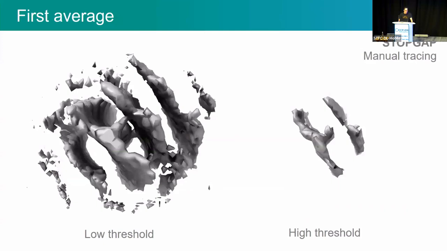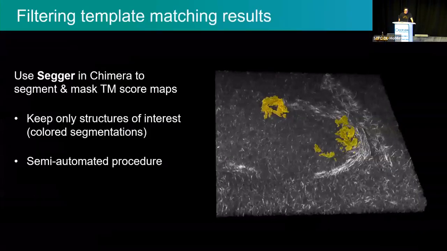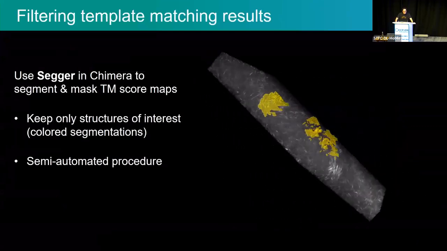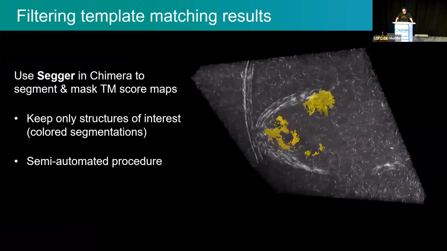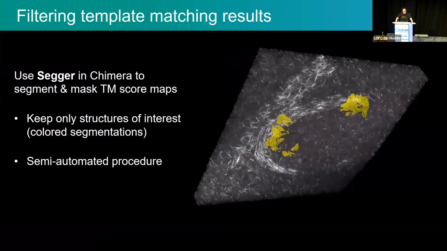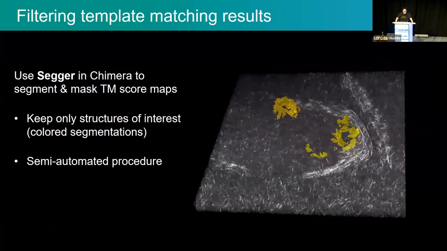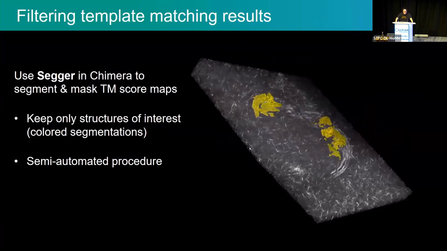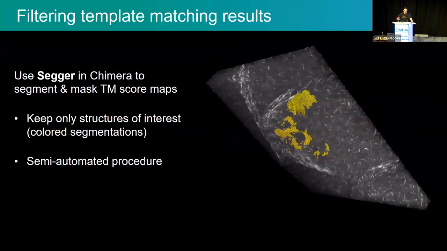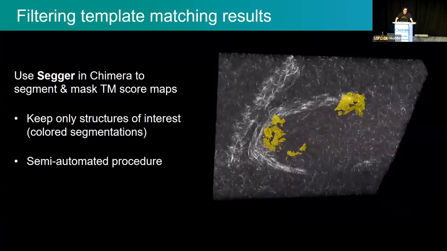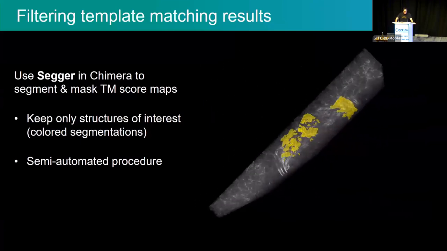But from this initial manual picking, I could get this average. And then I used this average to do template matching to hopefully recover or detect HDCR in the rest of the data set. And this is how the score maps from template matching look like. And here it was interesting to see that there were clusters of high scores. And so I used a little bit of scripting with Sagar, the Sagar plugin in Chimera, to identify these clusters of filaments and mask only these parts of the score map. So I would basically filter out all the false positive peaks using this procedure.